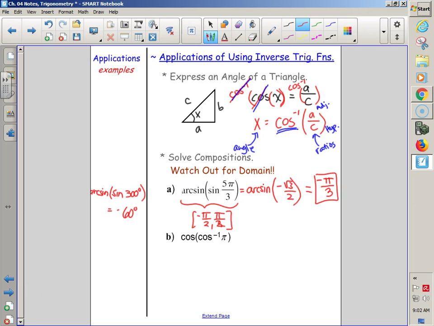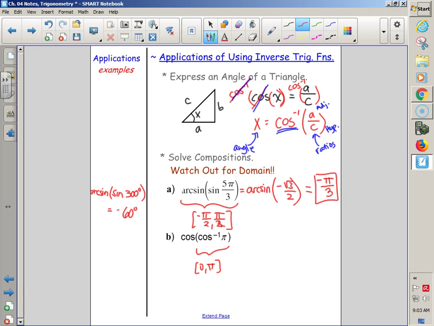So maybe some of you are already wary of letter B and you're like, I don't think the answer is pi. And you're totally right. It's not pi, even though you're like, cross, cross, ha-ha. Nope. But why isn't it pi? This is also restricted. This is only allowed to spit out 0 to pi.